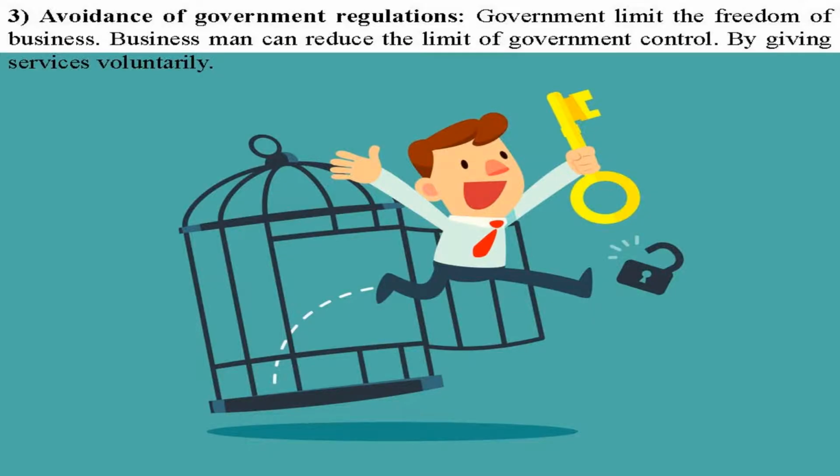Avoidance of government regulation. Government limits the freedom of a business. Business can reduce the limit of government control. By giving service to society voluntarily, we can reduce government limits or control, because when we are serving society as volunteers, the government will support the business.